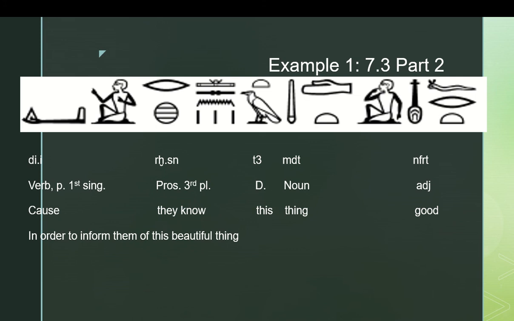To inform is a little impersonal. I think my initial translation there isn't amazing, because it kind of skips over the I part. In order that I might inform them of this beautiful thing, or maybe tell them. There's a few lines you can go here, but in order that I might tell them of this beautiful thing. My apologies for the minor omission there.